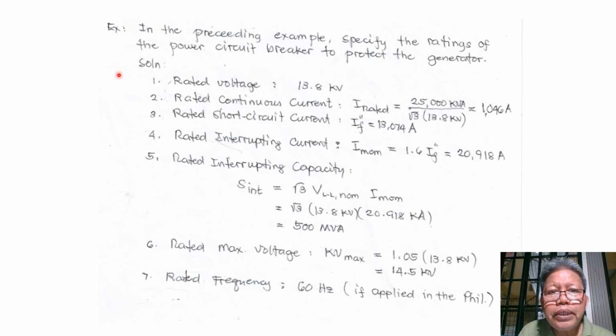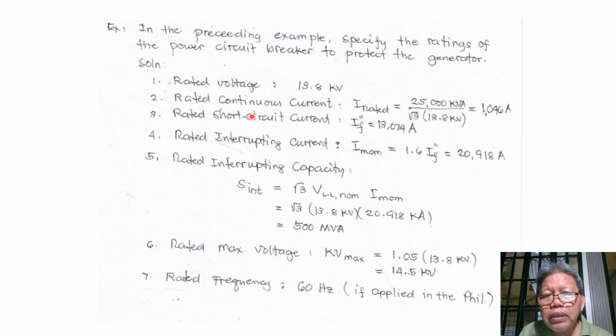So in the preceding example, we have to specify the ratings of the power circuit breaker that will protect our generator. So specifying the circuit breakers to protect our generator, we have these basic ratings of our circuit breaker. One is the rated voltage. Now since the generator is rated 13.8 kV, our circuit breaker also should be rated 13.8 kV.